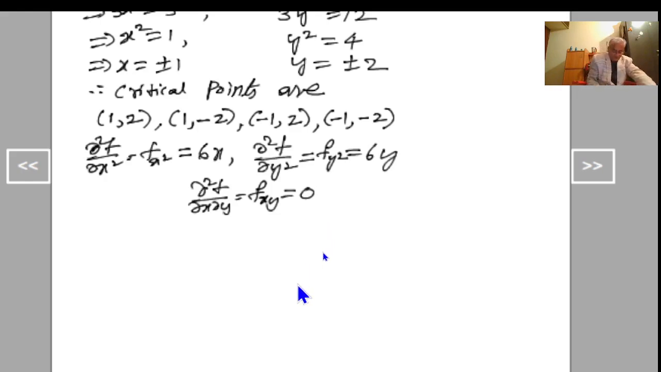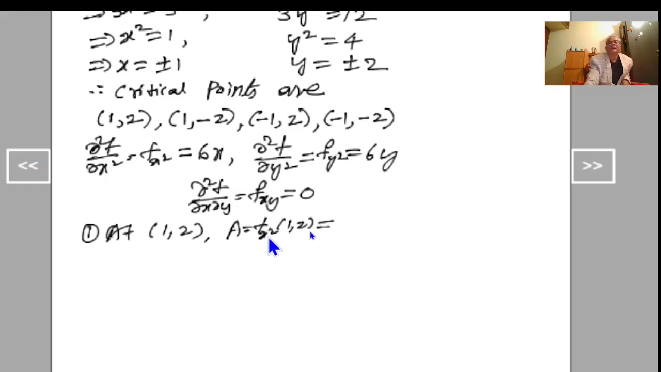First one, I'll check at this point here, that is at 1, 2. So what is A? A is nothing but fx square at the point 1, 2. Here we put x equal to 1, y equal to 2. A equal to 6. And B is equal to dou square f by dou x dou y at the point 1, 2, which is equal to 0.